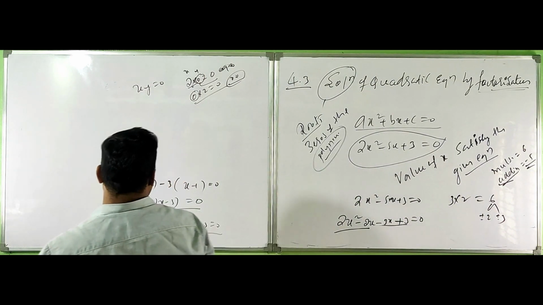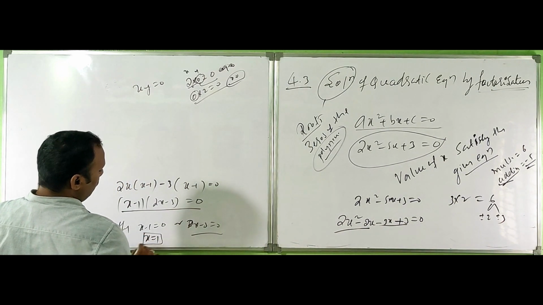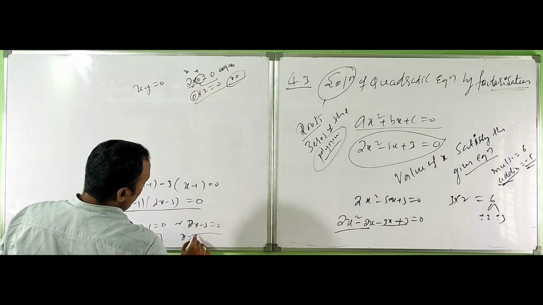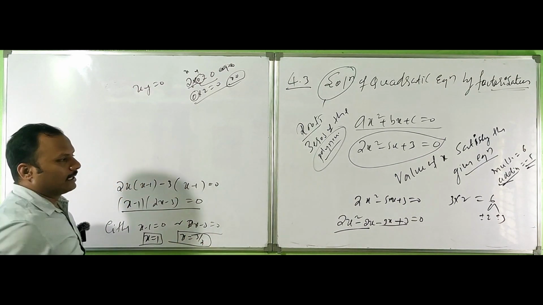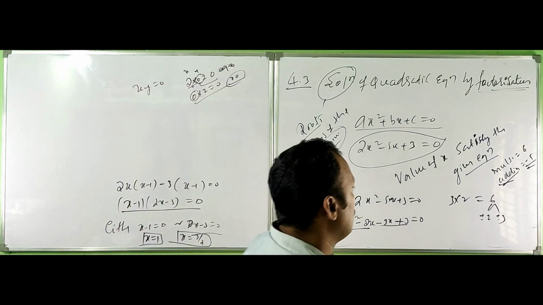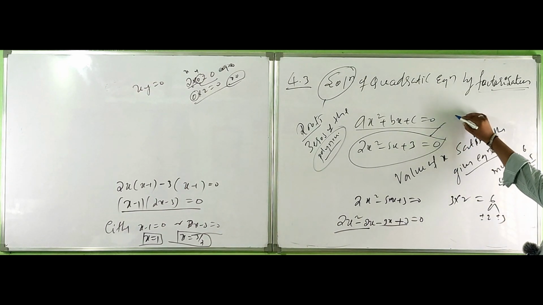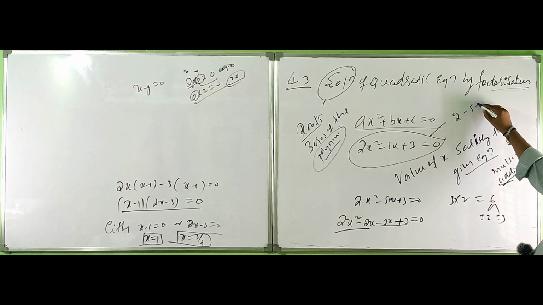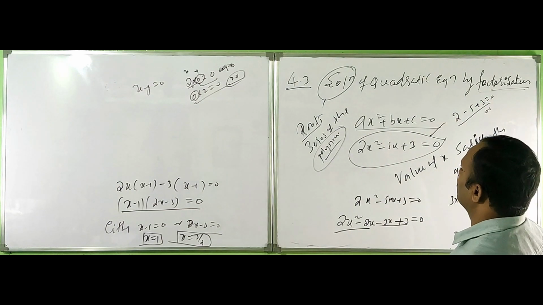So this implies x minus 1 is equal to 0, x is equal to 1. This is x is equal to plus 3 by 2, right? These are the roots of the equation or values of the equation. Zeros of the quadratic polynomial. Just put the 1 here, okay? 2 minus 5 plus 3 is equal to 0. Yes, 0.